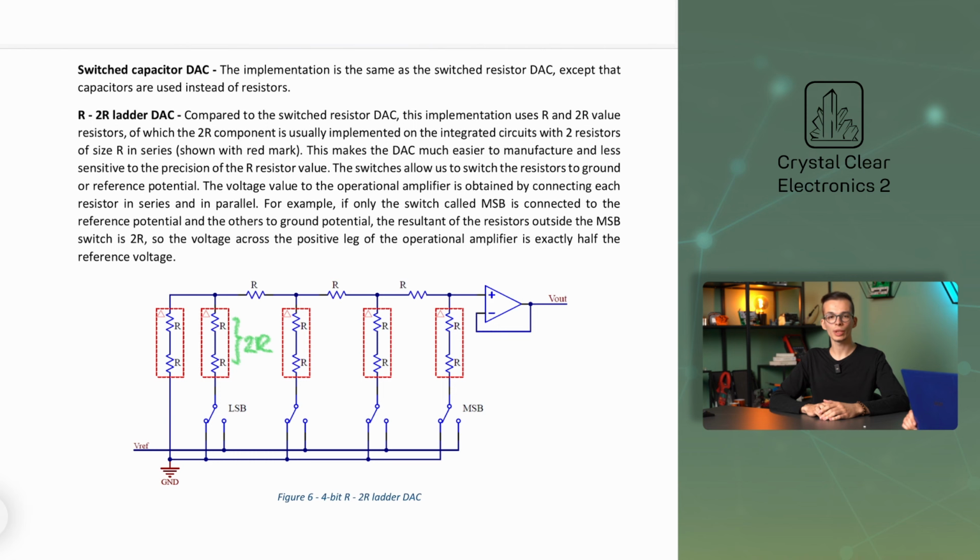The switches allow us to switch the resistors to ground or reference potential. The voltage value to the operational amplifier is obtained by connecting the resistors in series and in parallel. For example, if only the switch called MSB is connected to the reference potential and the others to the ground potential, the equivalent resistance of the resistors outside the MSB switch is 2R, so the voltage across the positive leg of the operational amplifier is exactly half the reference voltage.